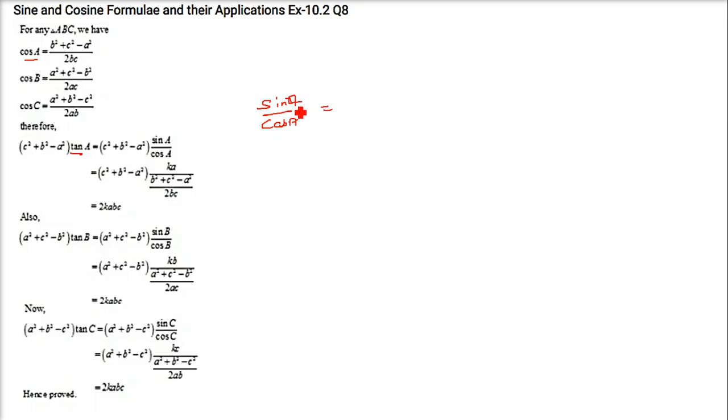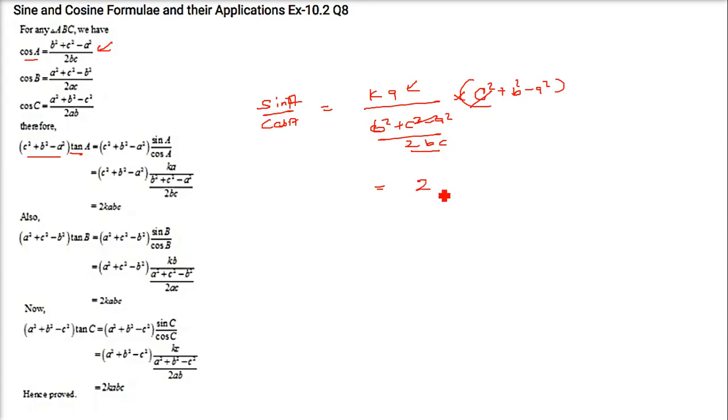Now sine a by sine rule can be written as ka, and cos a is from here, cos rule: (b square plus c square minus a square) by 2bc. Now this is ka, and we have this also here. So I am multiplying it, c square plus b square minus a square. So now 2bc goes up and these two get cancelled. It will be 2abc into k.